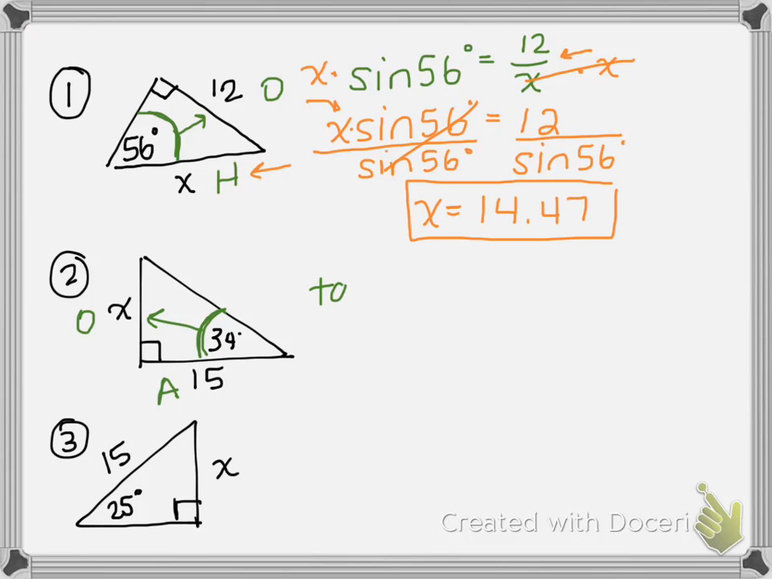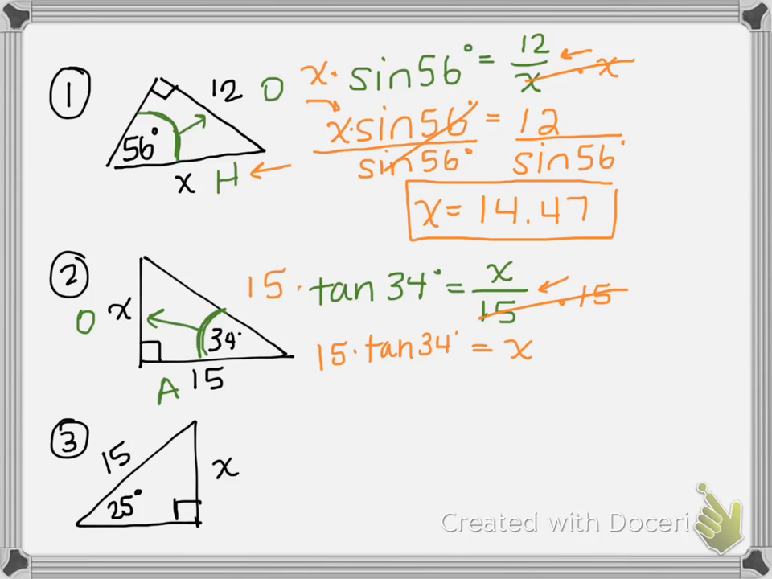Alright, from the 34 angle, we have our opposite and our adjacent. So we have tangent of 34 degrees equals x over 15, because we have opposite over adjacent. So we're dividing by 15, so we're going to multiply both sides by that 15 to get it out from underneath the fraction. So we have 15 times tangent of 34 degrees equals x. So you can put that straight into your calculator and you'll get that x equals 10.12. And that is that side, which is x.